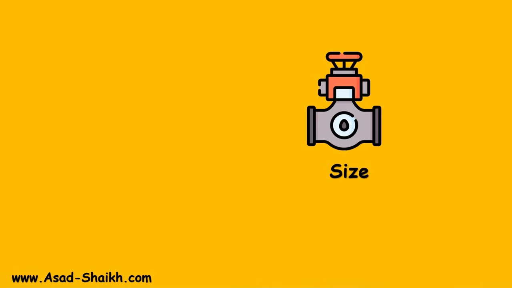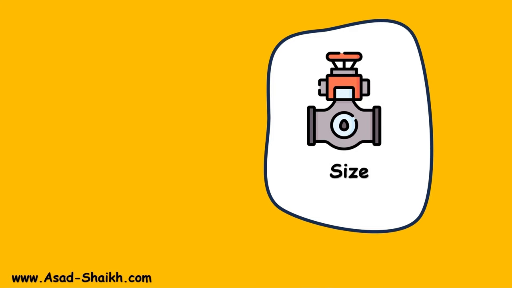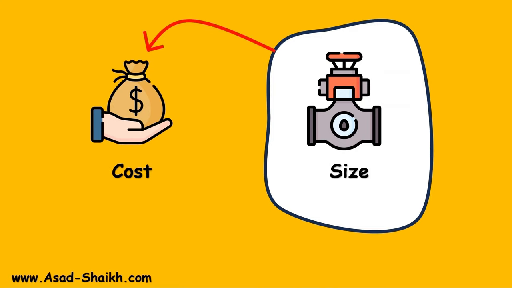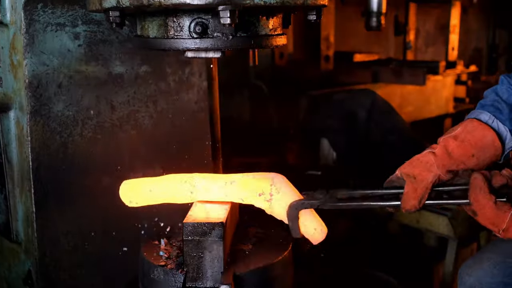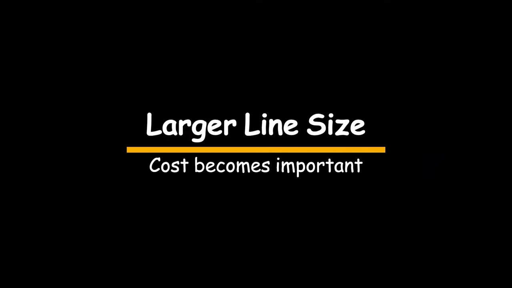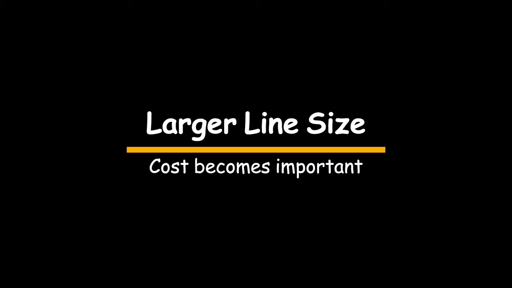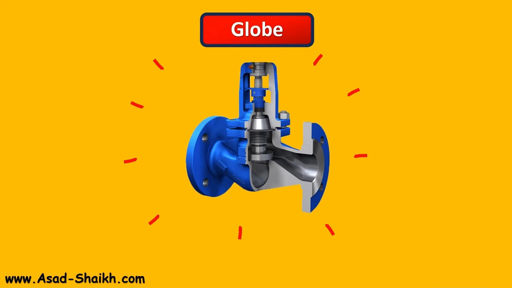The reason is, the size of a valve has a great impact, especially in terms of the cost, because the material used to forge a particular valve, for example a globe valve, is higher. So if the line size increases to such a high extent, then cost becomes a significant factor to be taken into consideration. Since the line size is less, it is preferred to go with a good valve, which is a globe valve, that can have better flow control.